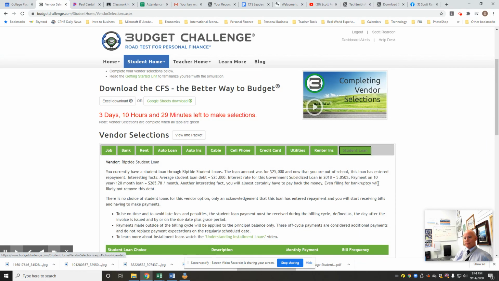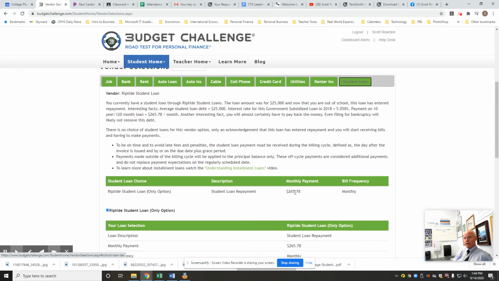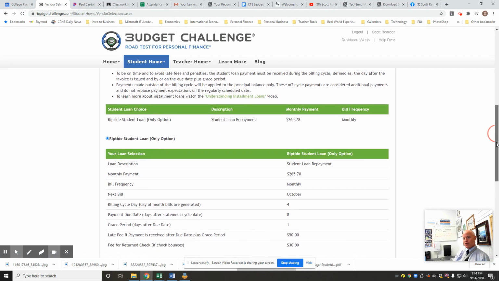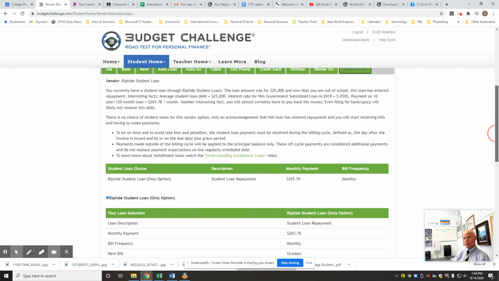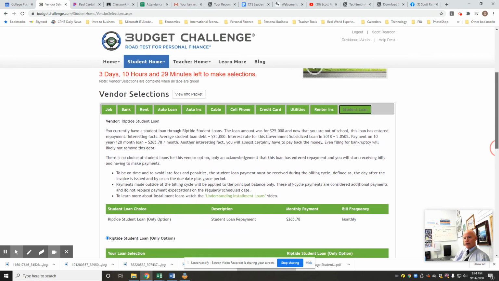Student loan. You have a $25,000 student loan you have to pay on every month. You're paying $265.78 a month. And make note of this, by the way, because this thing looks kind of confusing because they'll send you a bill and it looks like you're just paying the principal amount or the amount you're actually paying the debt down. Principal means your primary amount owed, which is $25,000. Notice it's $265.78. When we get into the cash flow spreadsheet, that's going to be an important thing to note. But here, all you have to do is just select it, Riptide Student Loan, and there's only one option.